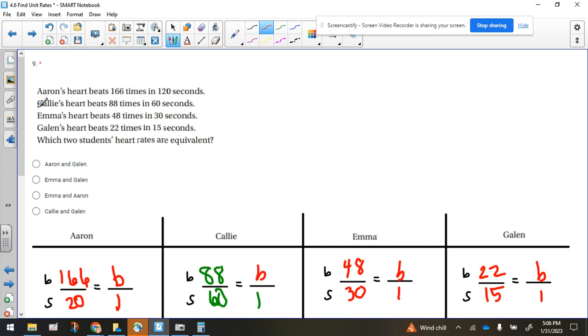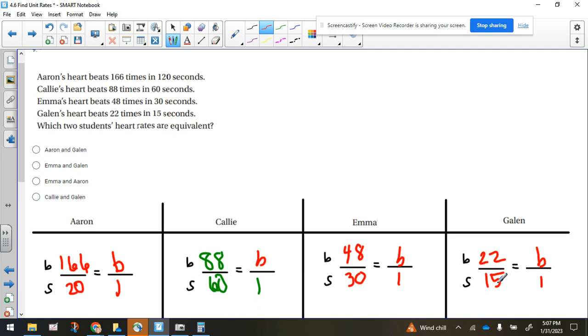If we move on and read the next part, Callie's heart beats 88 times in 60 seconds, so I have that right here. Emma's heart beats 48 times in 30 seconds, so there it is in the workspace. Galen's heart beats 22 times in 15 seconds, so there's the ratio there. In all cases, we have the option of just simply figuring out the unit rate and comparing those numbers.